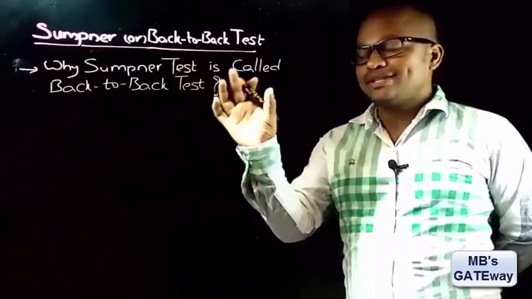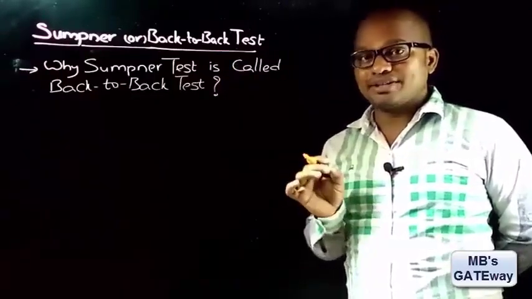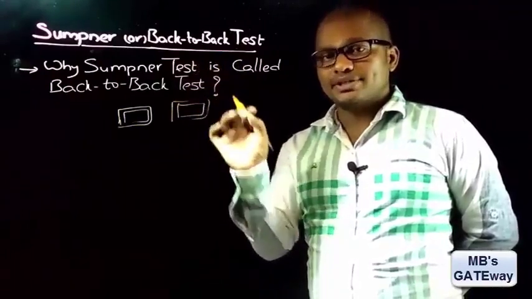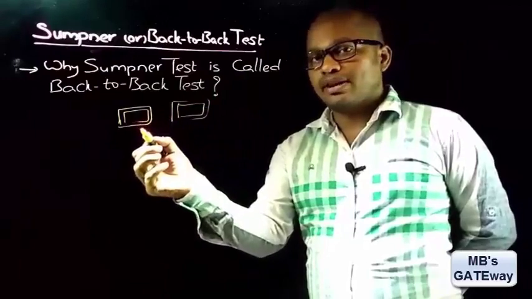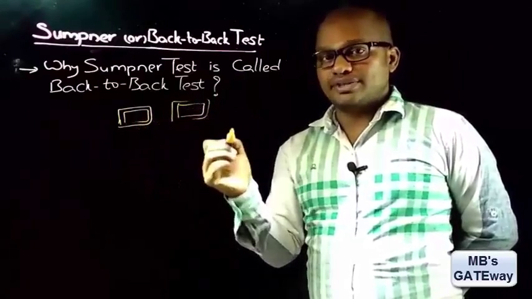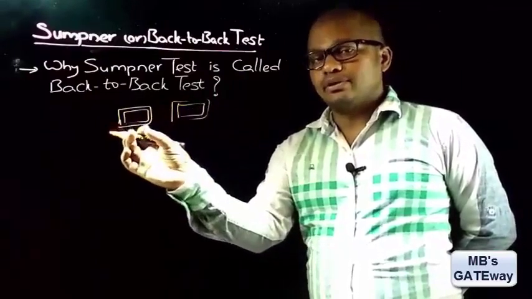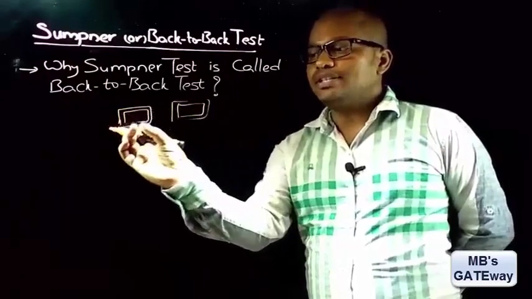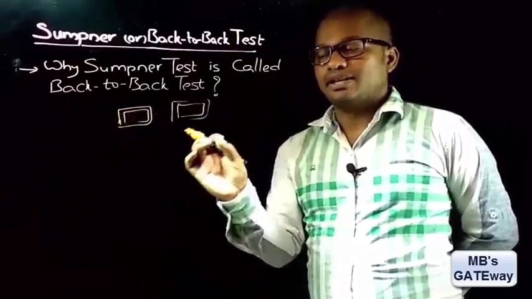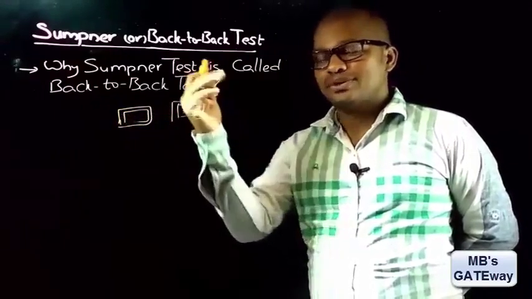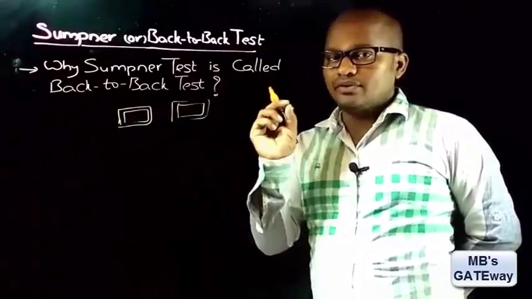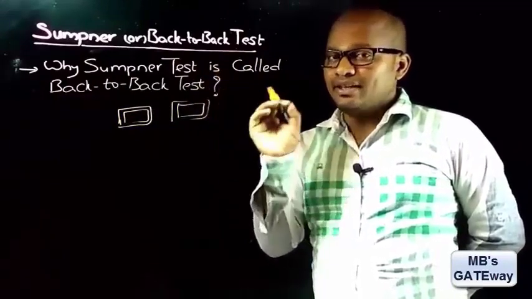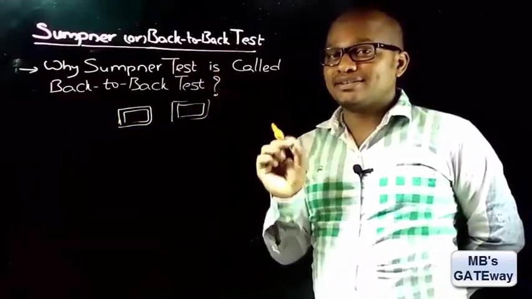Now let's discuss why Sumpner's test is also called the back-to-back test. In simple terms, one transformer will act as the load on the other transformer. That you can understand from the circuit diagram of Sumpner's test, but it will be a little confusing if you observe the circuit diagram. To understand that, a little knowledge of the Hopkinson test is required.